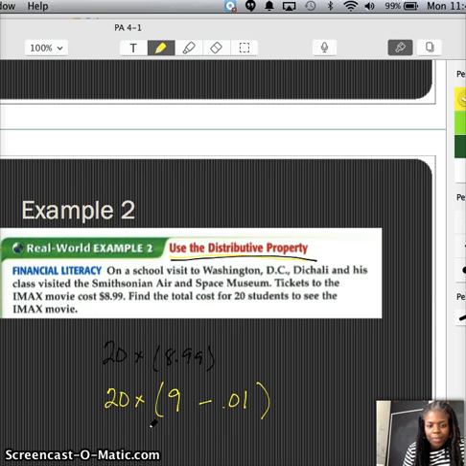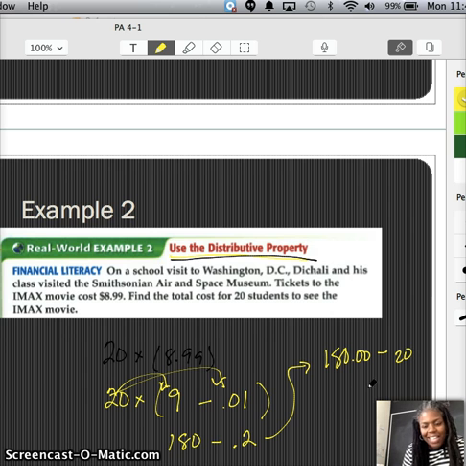So 20 times this, and I don't need to write this multiplication there, but 20 times 9 is what I'm going to do, and then I'm going to multiply 20 times this negative 0.01. So 9 times 20 gives me 180, and then 20 times 0.01 is going to give me 0.2. So now my answer is going to be $180 minus 20 cents. And that is a little easier to do. I don't know about you, but I think it's not too bad.